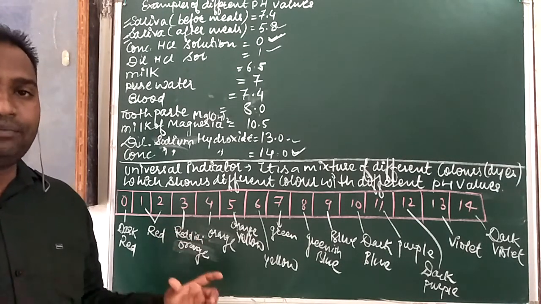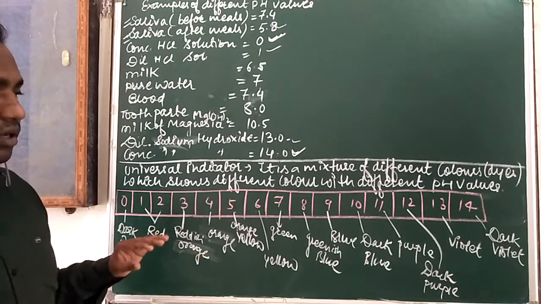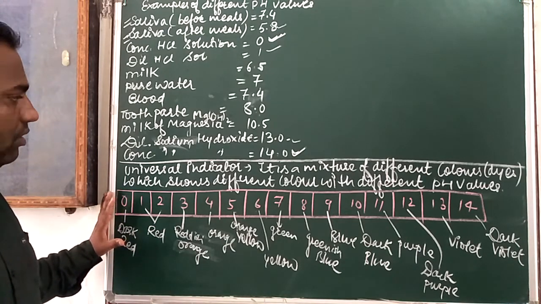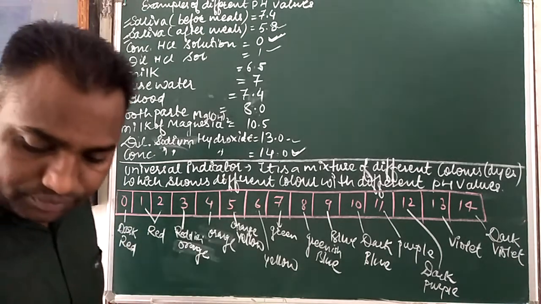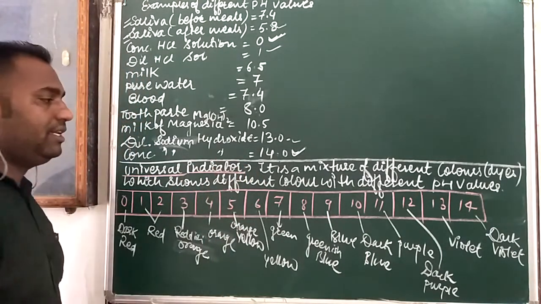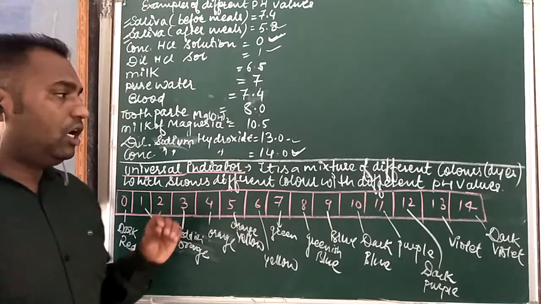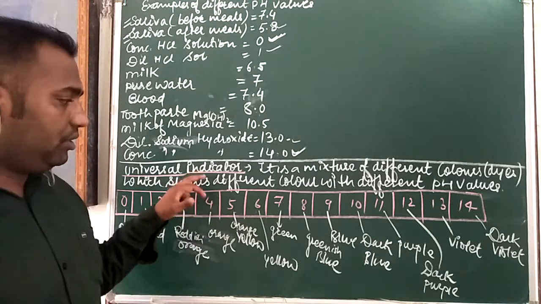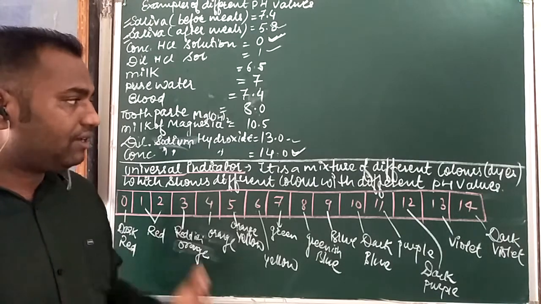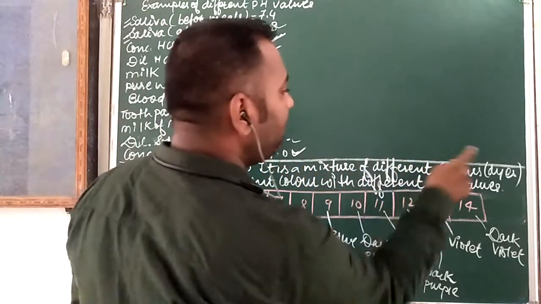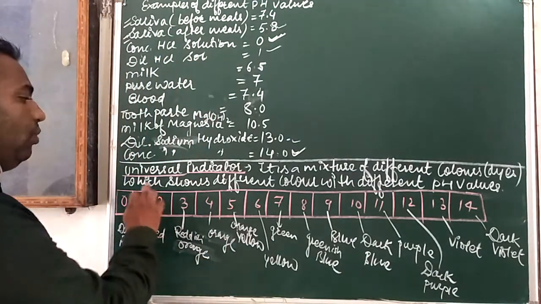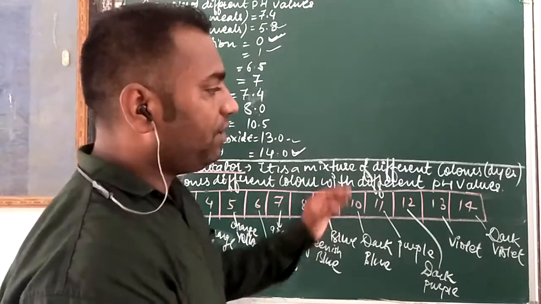So what is the use of this pH paper chart? I am showing here. Look here. What is the use of this? First, this is a universal indicator. Universal indicator means it indicates universally by the different colors. It is a mixture of different colors or dyes which shows a different color with different pH values.